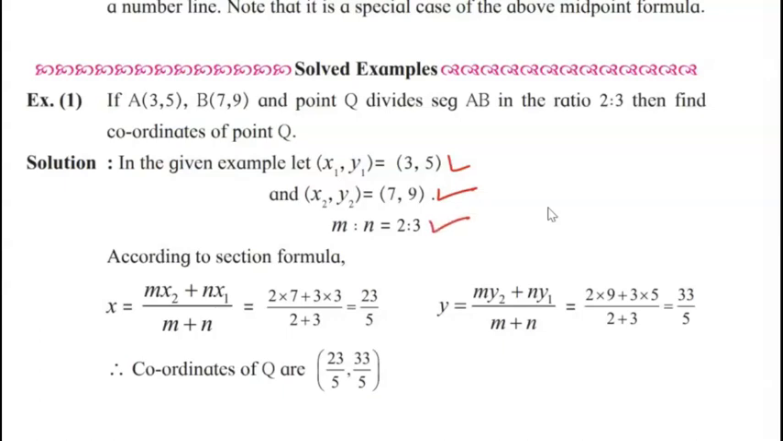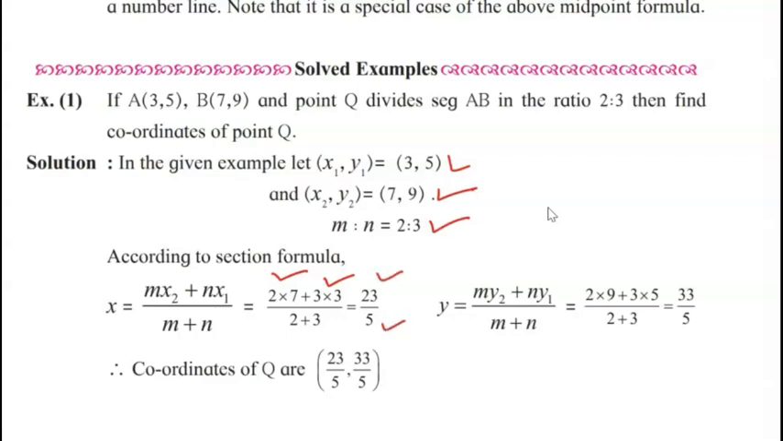According to the section formula, x is equals to mx2 plus nx1 upon m plus n. Substitute the value. M is 2, x2 is 7, next n is 3, x1 is 3, okay, upon m plus n means what? 2 plus 3. Okay, we will simplify, this will be 14, 14 plus 9, then you will get here 23 upon 5.